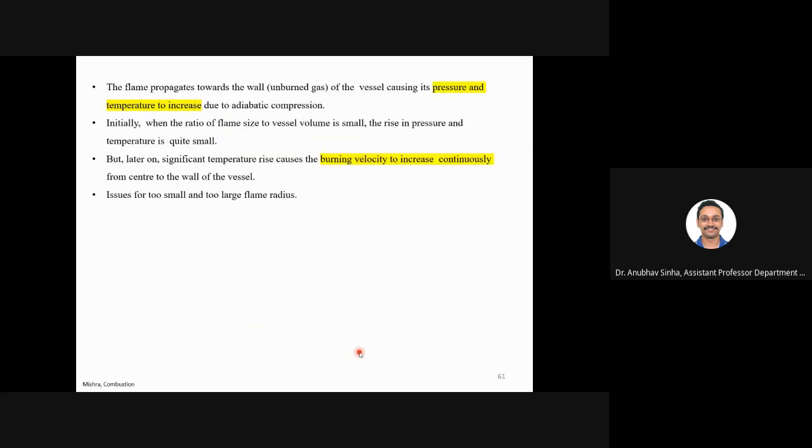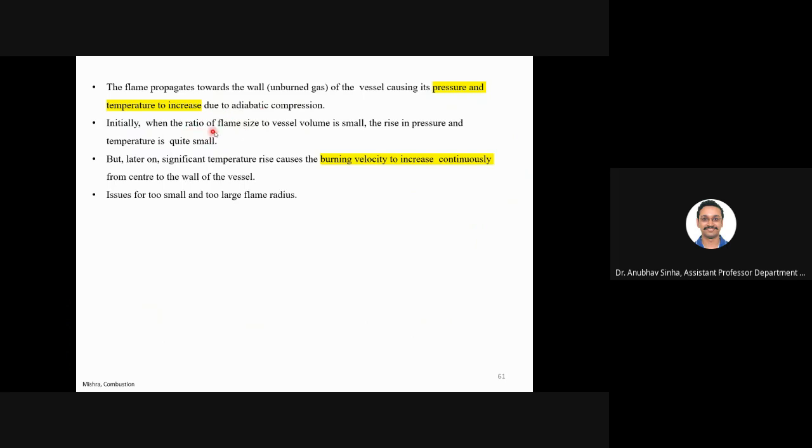So let us now look at some issues with this measurement technique. Okay, as I mostly discussed these things, it is just listed point wise, so it is better for you to revise. So as the flame propagates, as it becomes big, then pressure and temperature increase, because the outside gas is compressed.